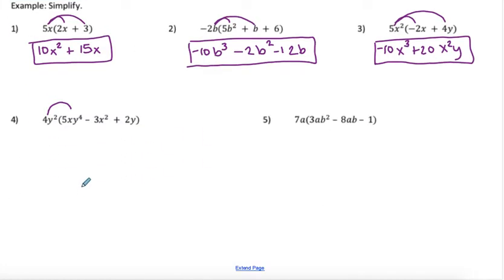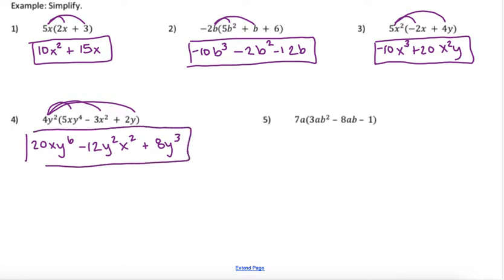Distribute on number 4, so we get 4 times 5 is 20. The x comes down, it can't combine with anything, but then I have y to the second with y to the fourth, making that a total of 6 y's being multiplied. Distribute to the next term. 4 times negative 3 is negative 12. Can't combine, so I'll bring down the x squared and the y squared. And our last term, 4 times 2 is 8, and y squared times y makes that 3 y's being multiplied. And this would be our simplified distributed answer.